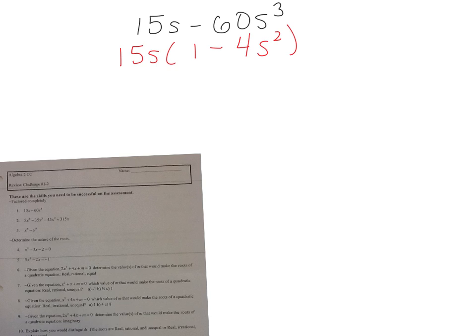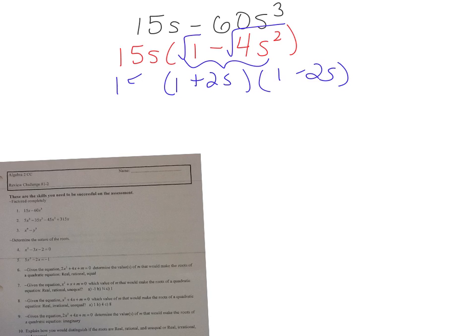So it's 15s minus 60s to the third. So there's a GCF, and the GCF is 15s. So I factor out the GCF. And then I'm left with 1 minus 4s squared. And then I noticed that I could factor this in the middle here. It's the difference of two perfect squares, so two parentheses. Take the square roots. So it'll be 1 plus 2s, 1 minus 2s, and then bring down the 15s.